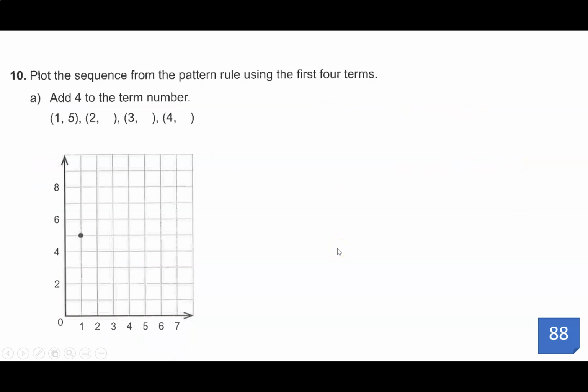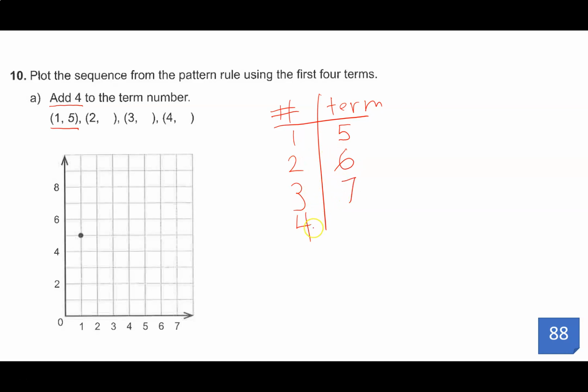All right, finally, question 10. Plot the sequence from the pattern rule using the first 4 terms. So again, if you prefer, you can do a chart again, but it's not necessary. We know we have 4 numbers, 1, 2, 3, 4, and our instruction is to add 4 to the term number. So you can see the first one has been done for us. 1 plus 4 is 5. 2 plus 4 is 6. 3 plus 4 is 7. And 4 plus 4 is 8.